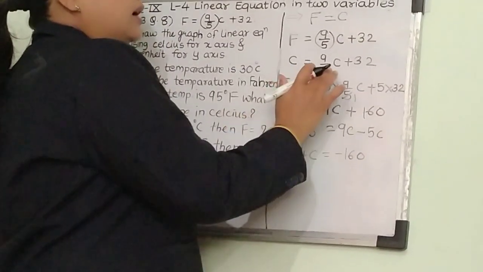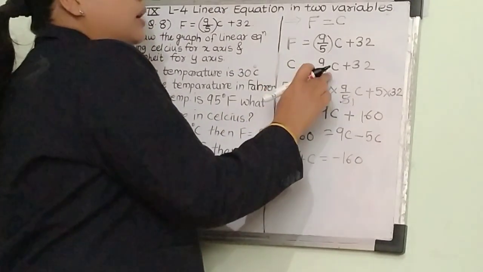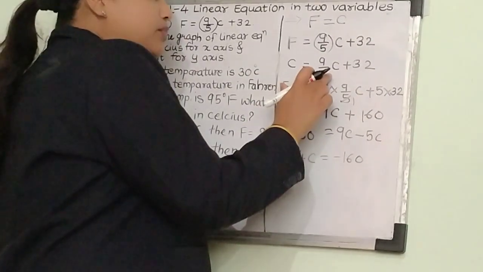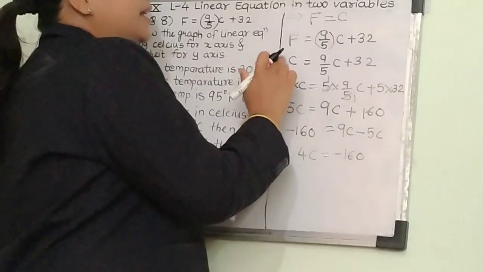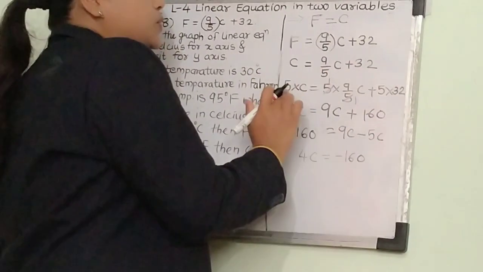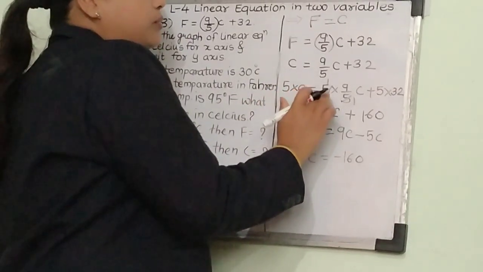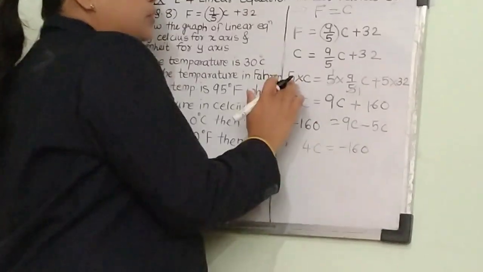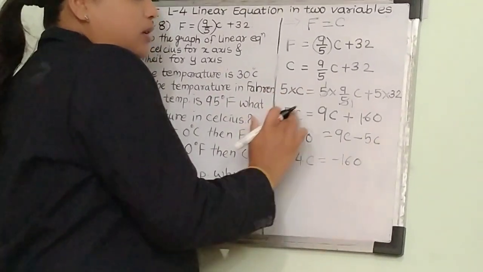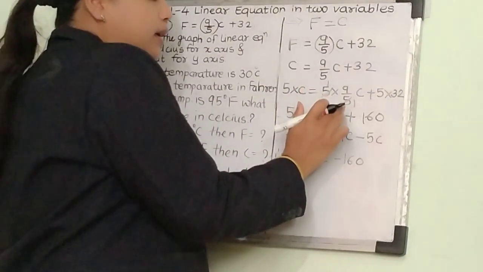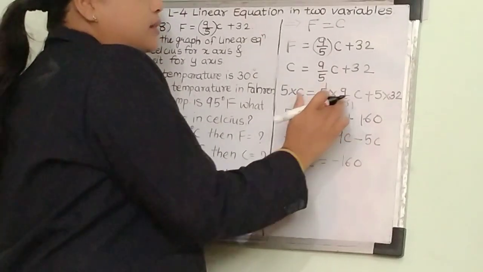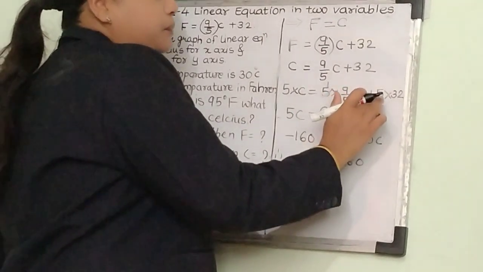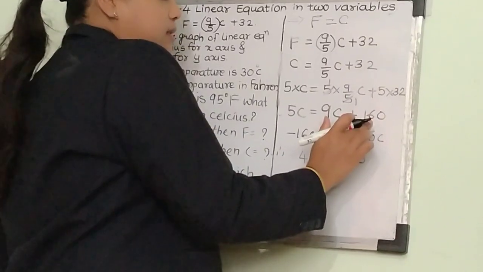See here what I will do. Here I am going to cancel the 5, so I am going to multiply each term by 5. So 5 into C equals 5 into 9 upon 5C plus 5 into 32. So 5 into C becomes 5C. Here 5 will get cancelled and 9C will be left, and plus 32 5s are 160.